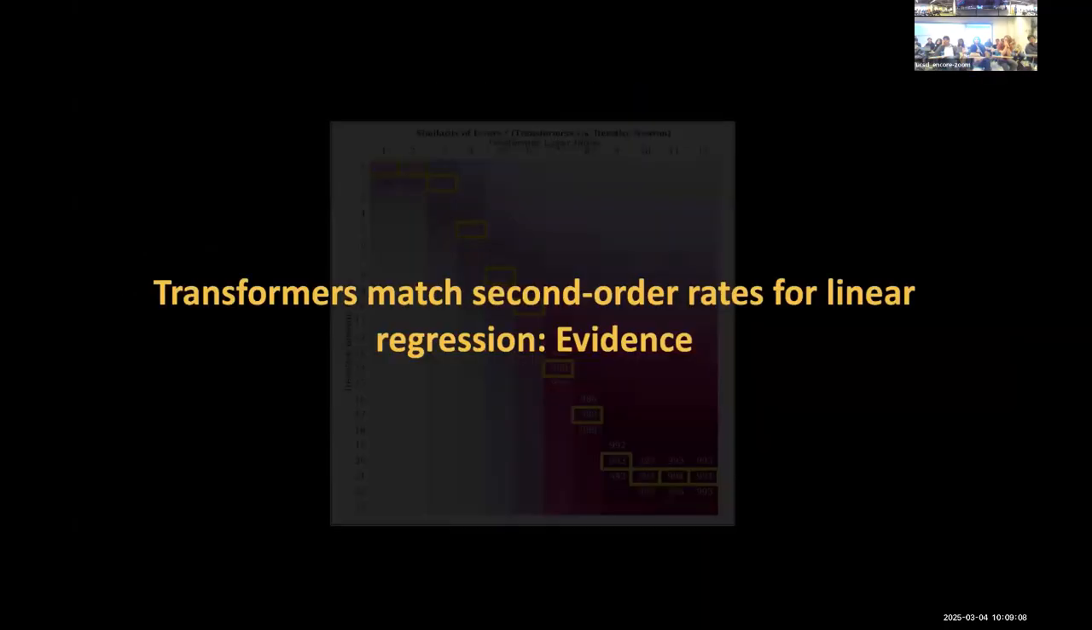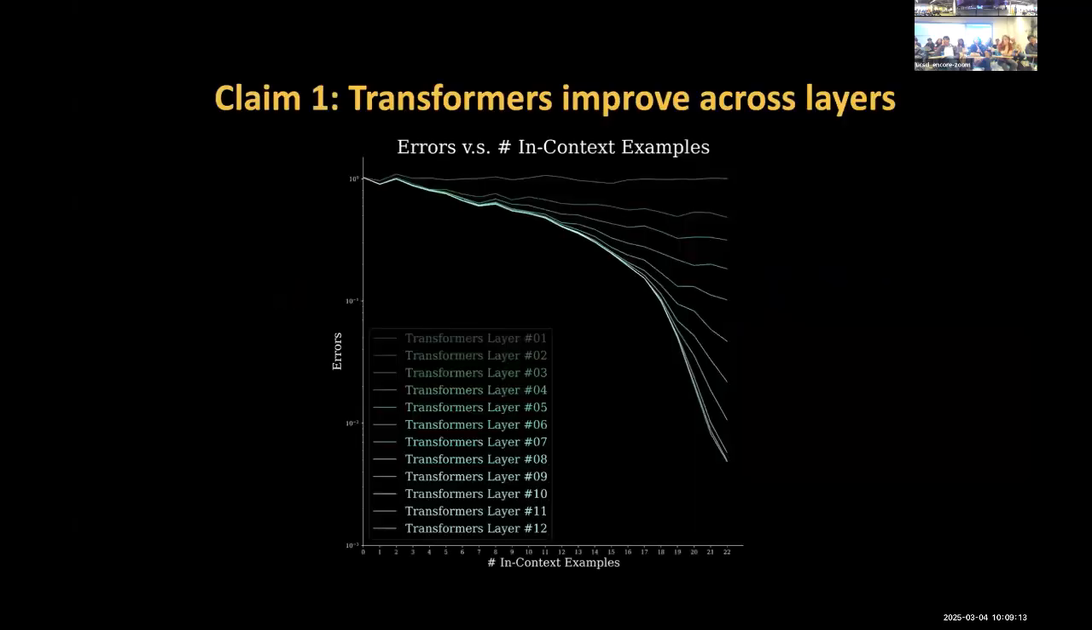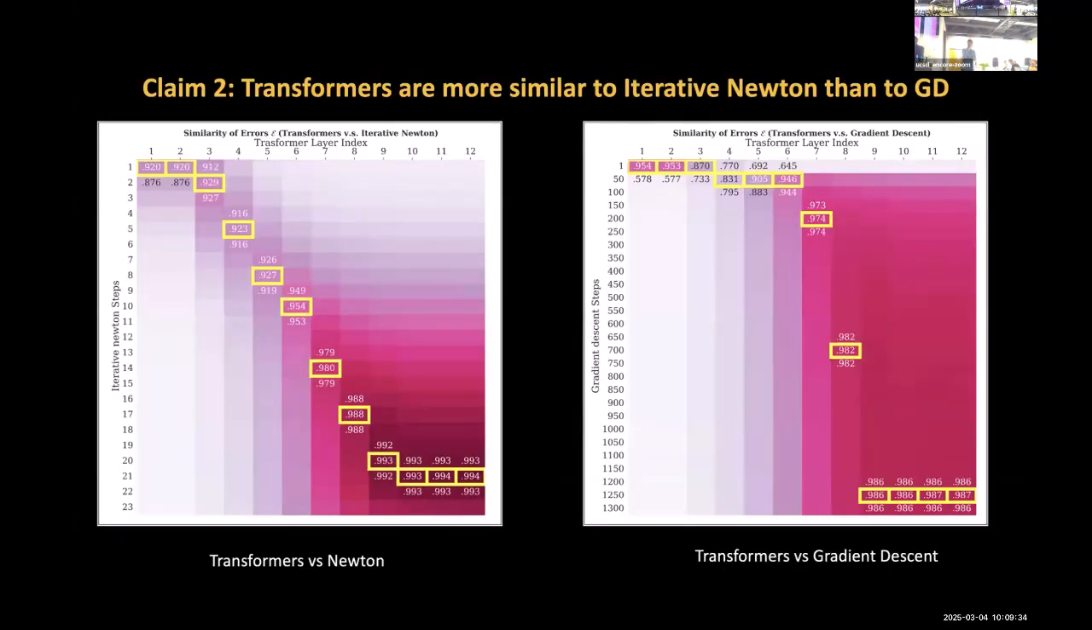Okay. So with that, let me talk about the results, that transformers are able to match these second order methods. This first part is something we already saw, and the claim is just to remind us that transformers are improving across layers, so they're doing something iterative versus say looking up the answer. That's the takeaway from this. Again, something we already saw. Now let's compare different algorithms, and the claim is that transformers are most similar to second order methods.